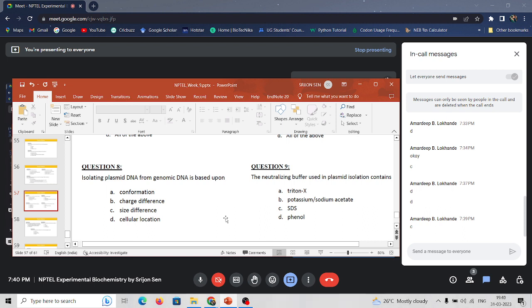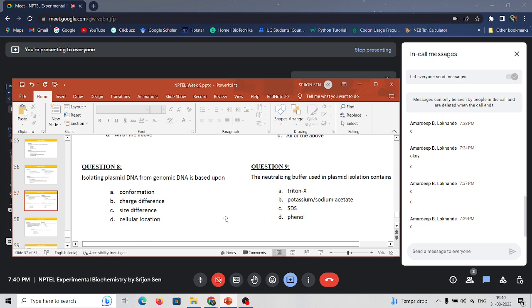See size difference. Do you know about the size of the plasmid or the genomic DNA? So what we know over here is about your plasmid DNA and your genomic DNA. This question is mainly on the differences of the two types of DNA. One way in which these two differ is conformation, and the other is charge difference. These two would be important when we are isolating plasmid DNA from the genomic DNA.